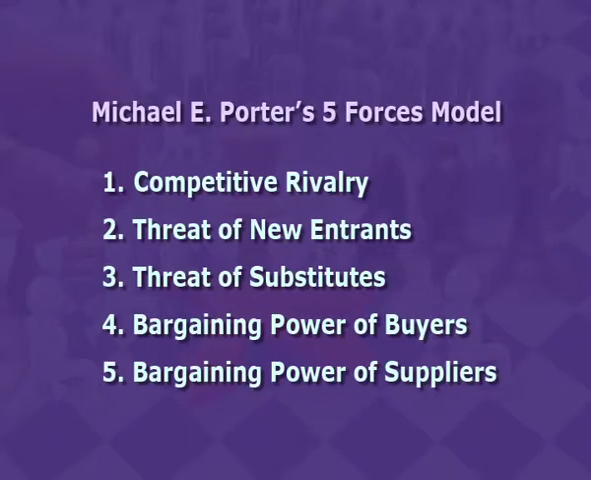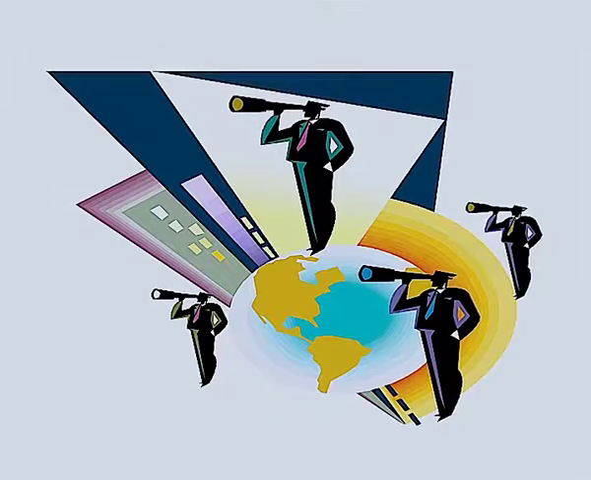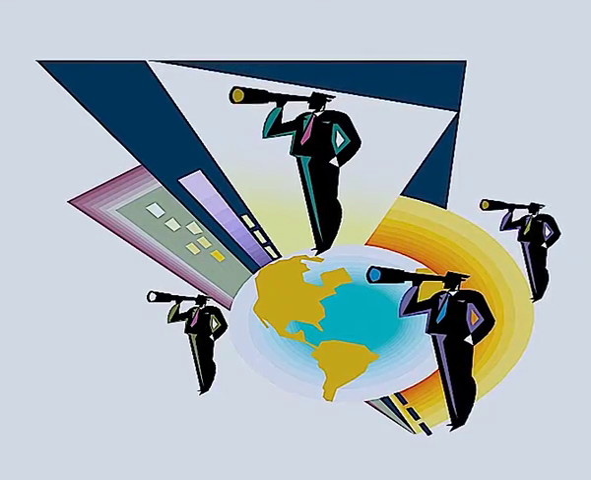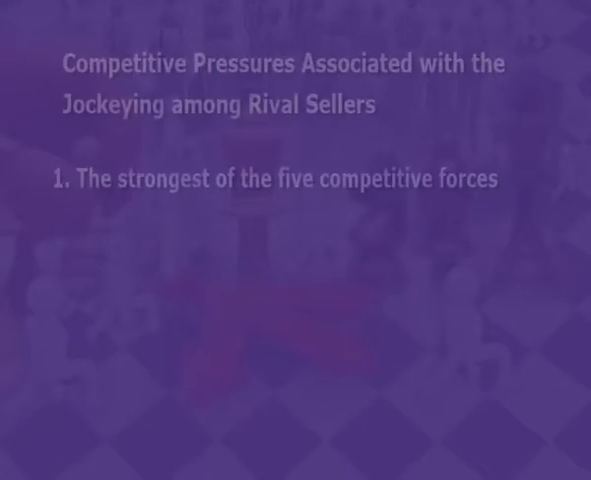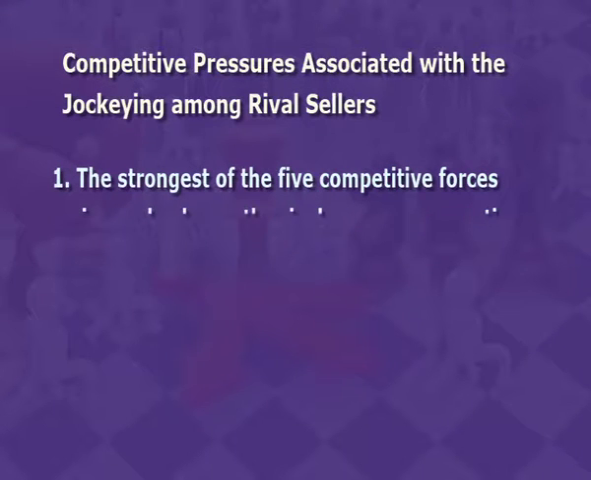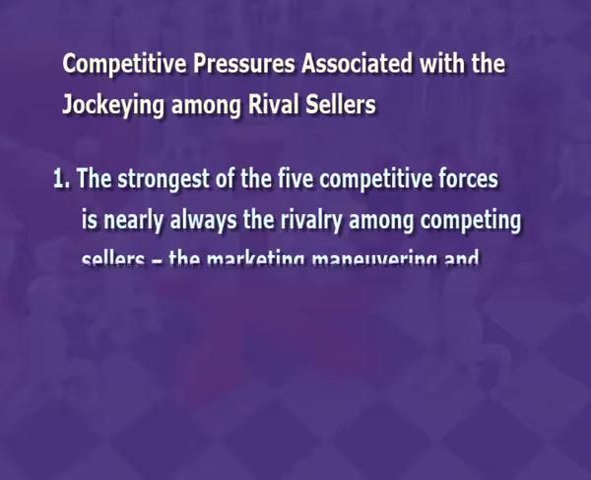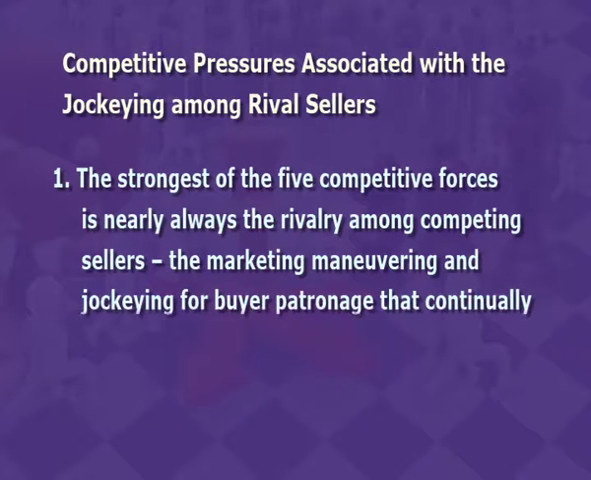Now, students, we discuss competitive rivalry. Competitive pressures associated with the jockeying among rival sellers. First, the strongest of the five competitive forces is nearly always the rivalry among competing sellers, the marketing, maneuvering, and jockeying for buyer patronage that continually go on.